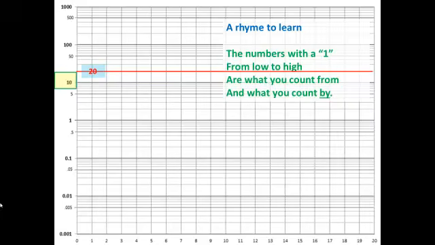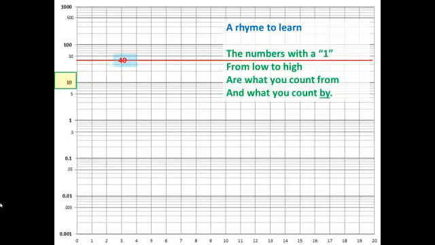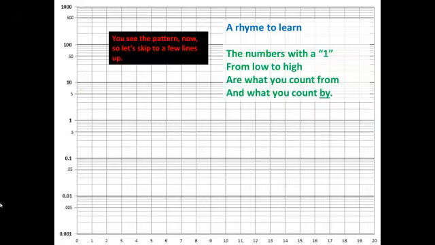If you said 11, just remember the number with a 1 from low to high is what you count from and what you count by. So 10 by 10. So 10, 20, the next line up is 30, the next line up is 40, next one's labeled for you 50, and then it goes 60, and you probably see the pattern, 70, 80, 90, 100.